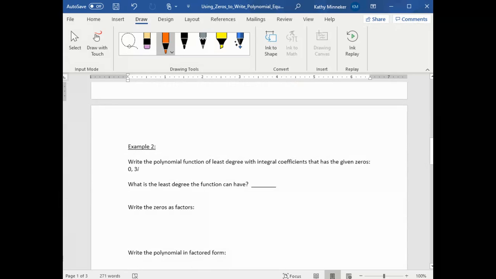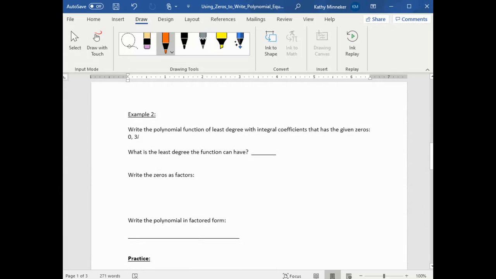In the next example, we're going to write a polynomial function of least degree with integral coefficients that has the given zeros 0 and 3i. So the least degree for this is actually going to be 3. Why is it 3? Because our 3i also has negative 3i as another zero. Remember, they come in conjugate pairs.